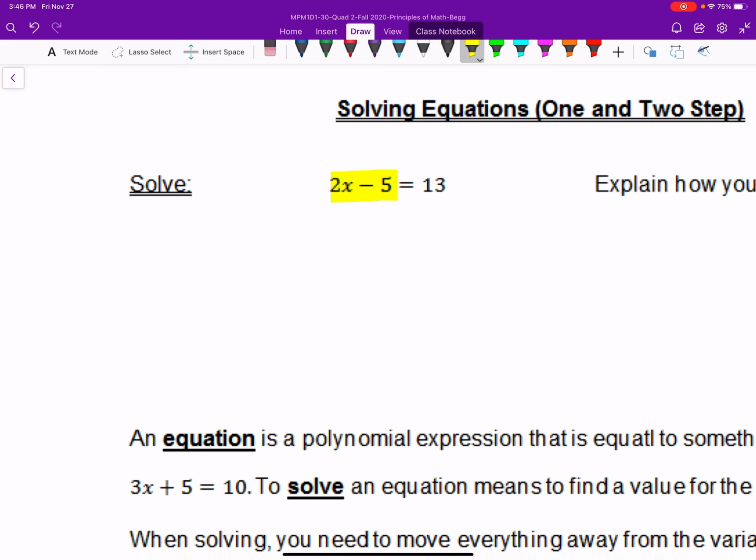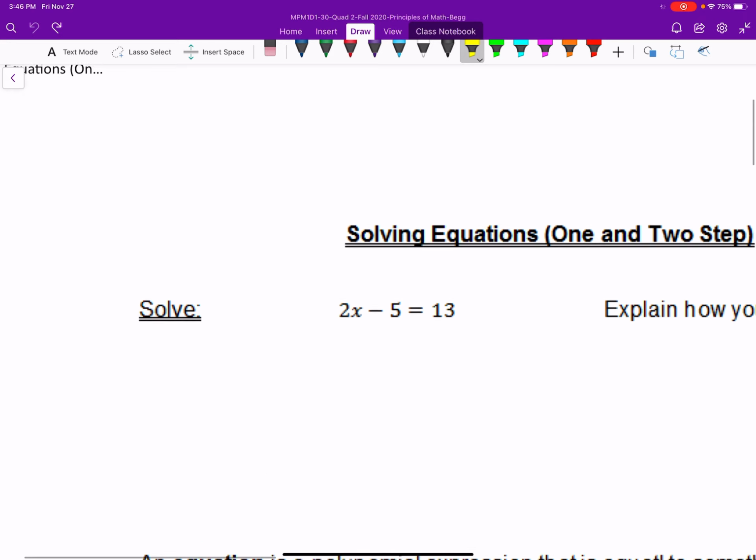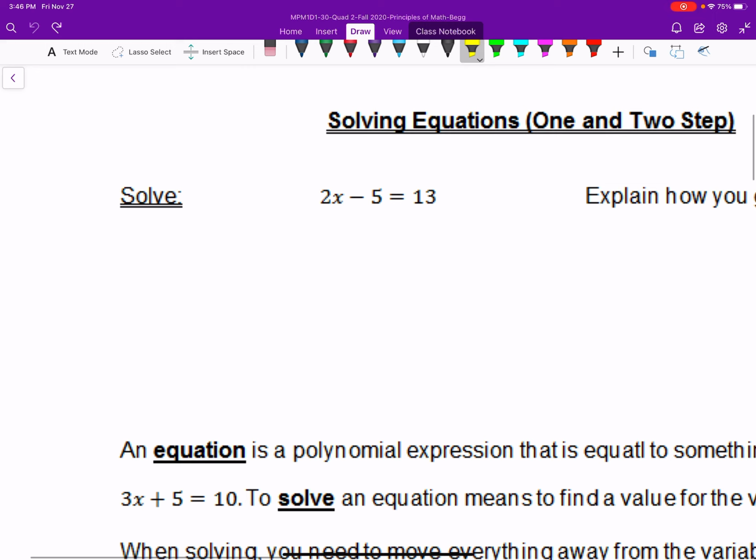And when I add 5, it's going to get rid of the 5. It's going to cancel out with the minus 5. So adding 5 cancels out the minus 5 there, but I have to do it to both sides. So I would add 5 to the right-hand side as well, and I'd simplify that. So I'd get 2x equals 18.